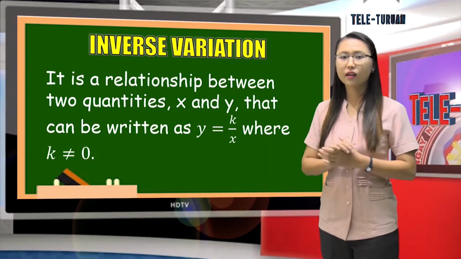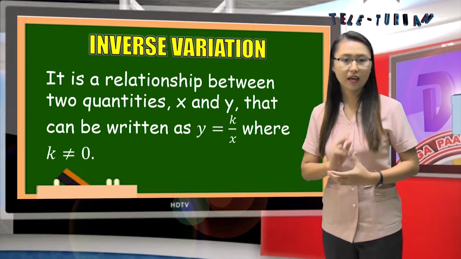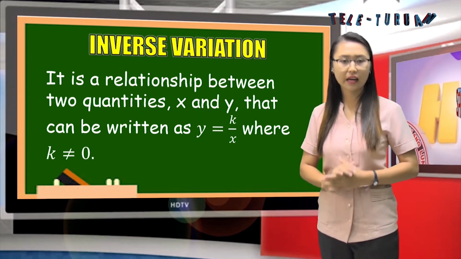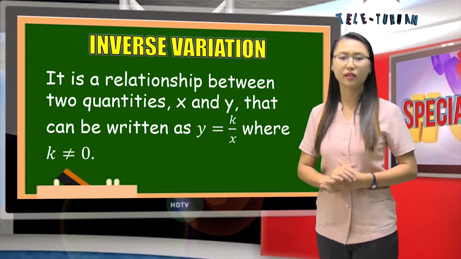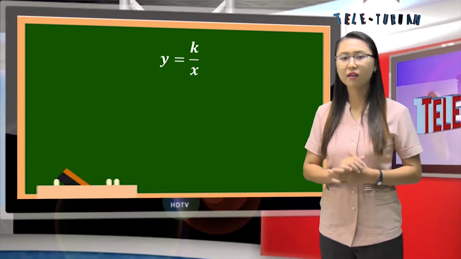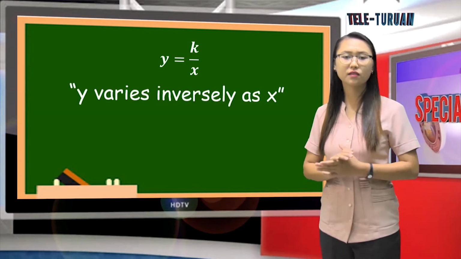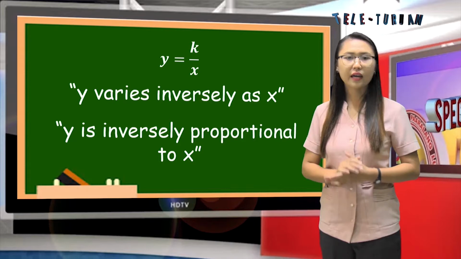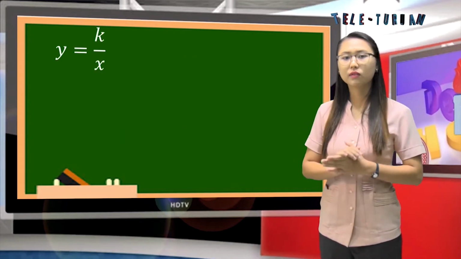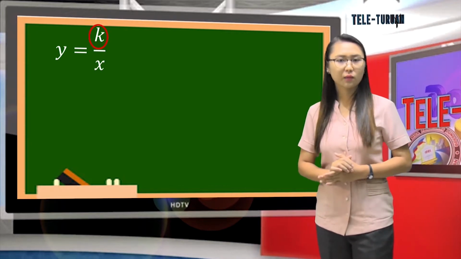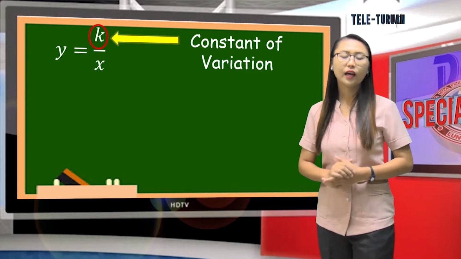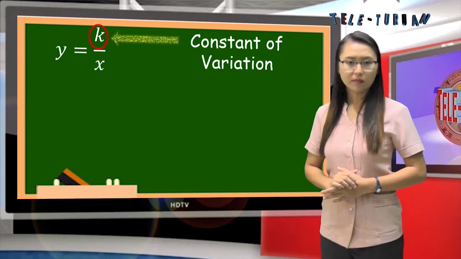Inverse variation is a relationship between two quantities, x and y, that can be written as y is equal to k over x, where k is not equal to 0. Y is equal to k over x may be read as y varies inversely as x, or y is inversely proportional to x. In y is equal to k over x, k is what we call the constant of variation that relates the two variables.